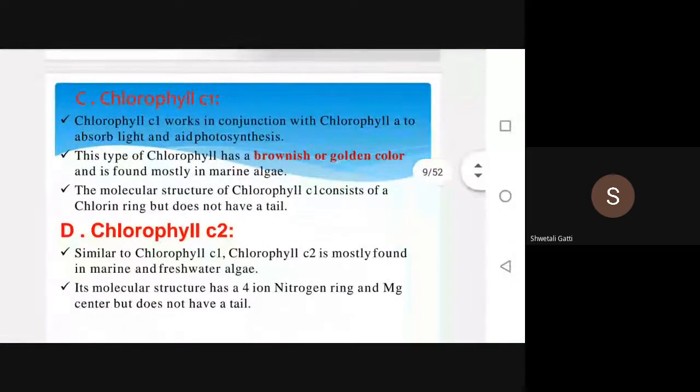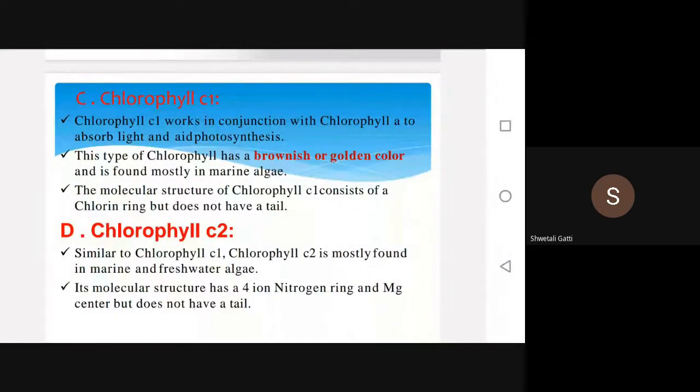Now we come to chlorophyll C1. Chlorophyll C1, in conjunction with chlorophyll A, absorbs light and aids in photosynthesis. That is not our concern. We are concerned about the coloring part. So what type of color does chlorophyll C have? Brownish. Chlorophyll C consists of the porphyrin ring also, but it does not have that particular alkyl tail.